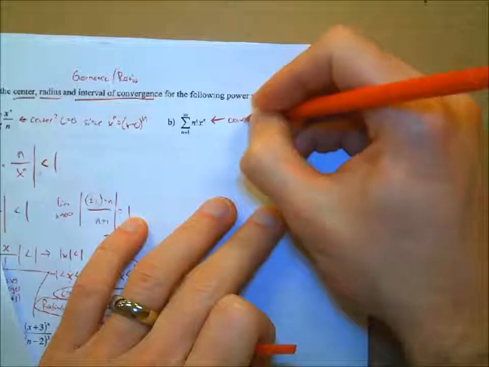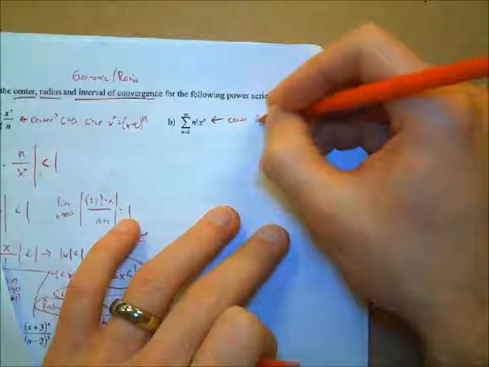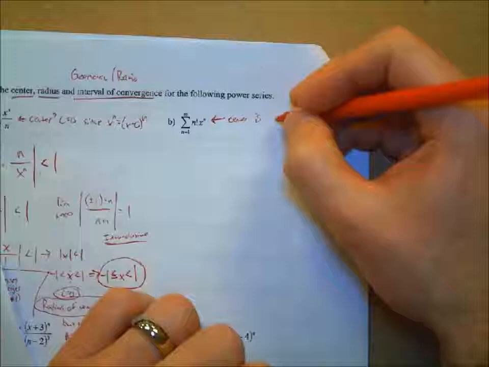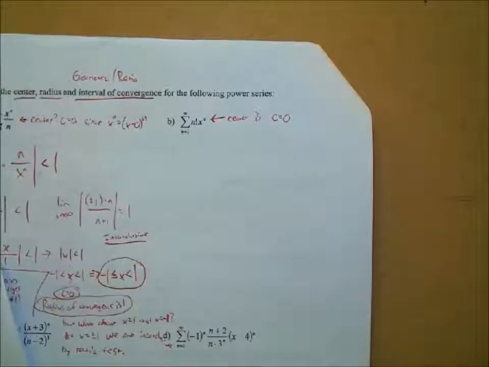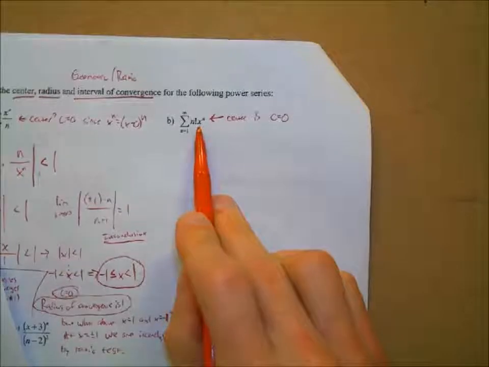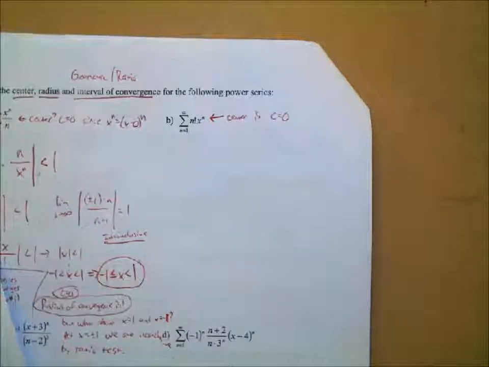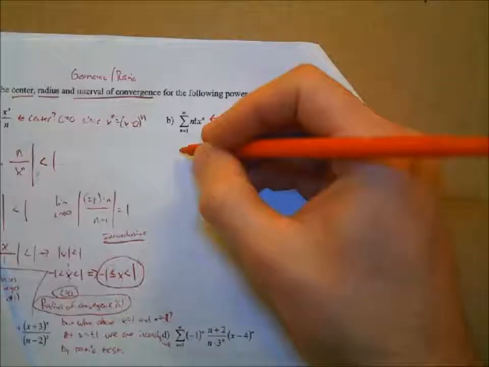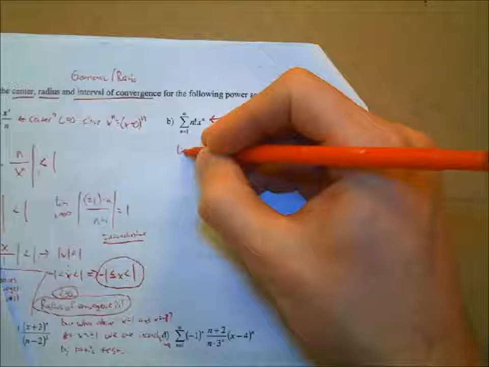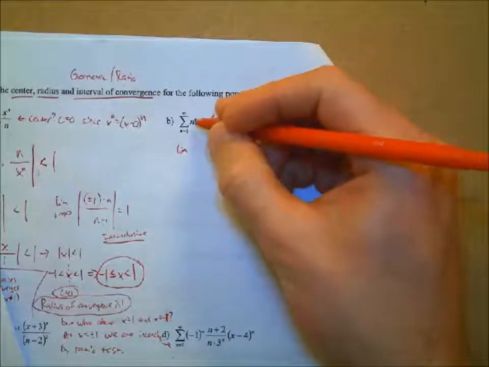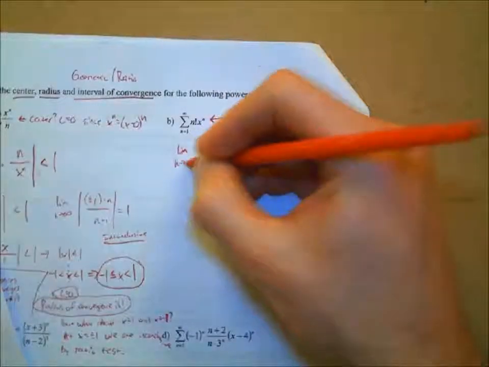All right, center is, what do we say for letter B here? c equals 0, right? Okay, we can all identify that, right? There's no number with the x that we're subtracting or adding, so it's just centered at 0. There's no c there, so c is 0. All right, let's again do our ratio test here with this. See if that ratio test works. It's definitely not geometric, right, because we have that n factorial hanging out. Let's do our ratio test.